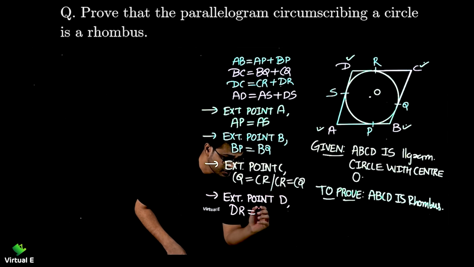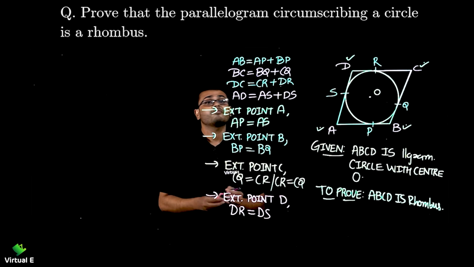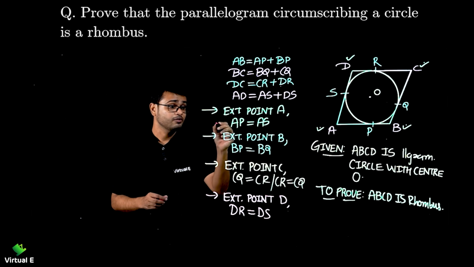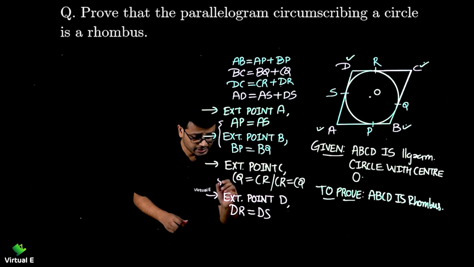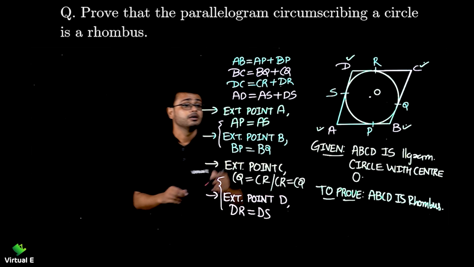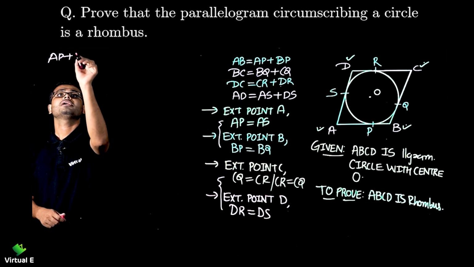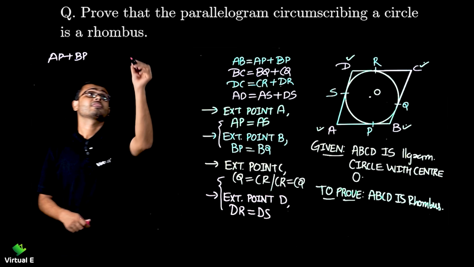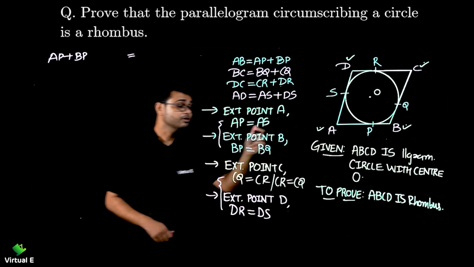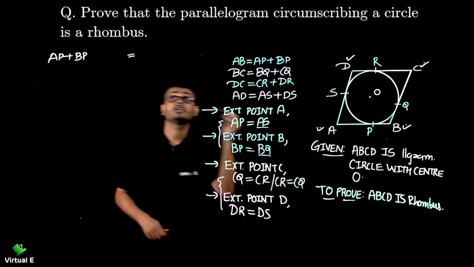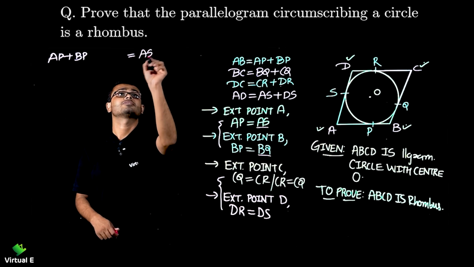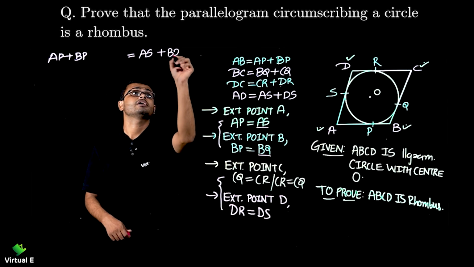So DR is equal to DS. Now what we are going to do, we are going to add these 2 first, then these 2 afterwards. Let's start. So AP plus BP, this is on the left hand side. What about the right hand side? AS plus BQ. So let's write AS plus BQ.